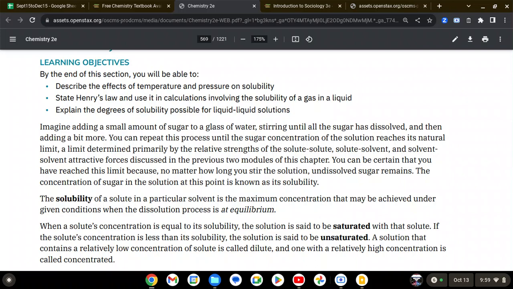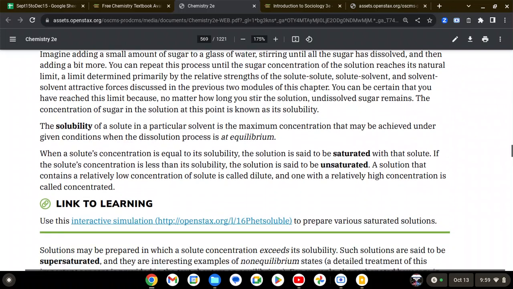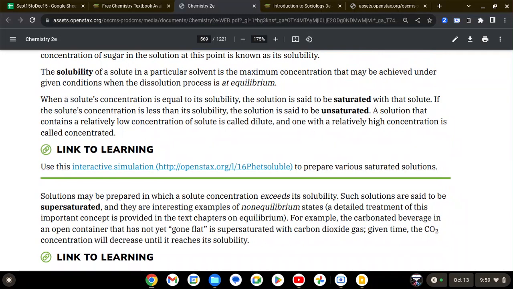The solubility of a solute in a particular solvent is the maximum concentration that may be achieved under given conditions when the solution processes at equilibrium. When a solute's concentration is equal to its solubility, the solution is said to be saturated with that solute. If the solute's concentration is less than its solubility, the solution is said to be unsaturated.